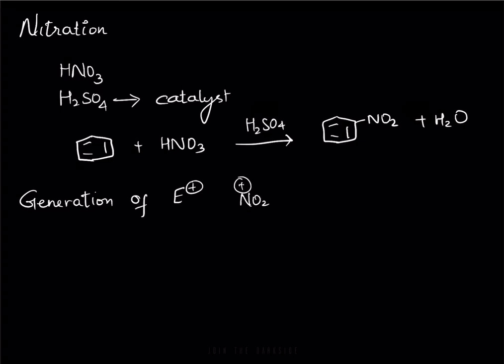Now, in all of these processes, you have to add one other step, which is the generation of the electrophile. The electrophile right here is NO2+. Now, how do we generate NO2+? It's actually generated with the use of H2SO4. The H2SO4 is going to protonate nitric acid, and the protonated nitric acid loses water to form NO2+. Let's see the reaction.